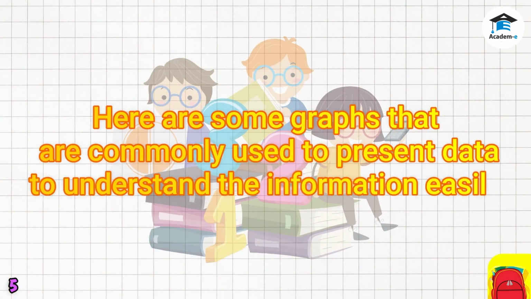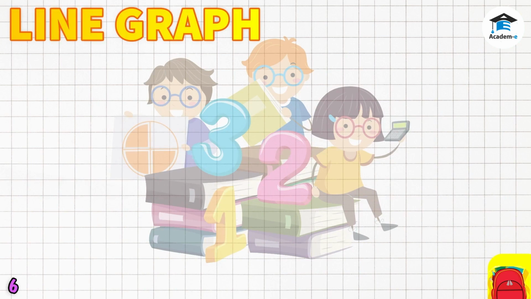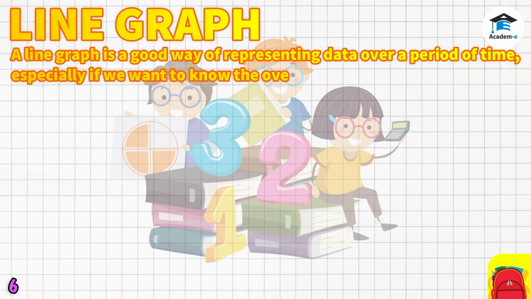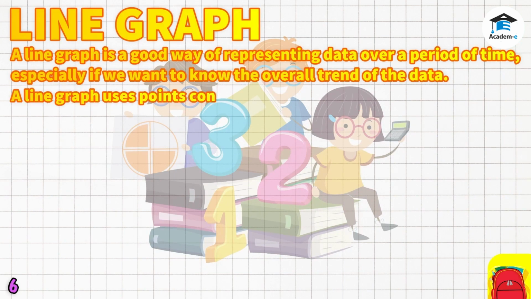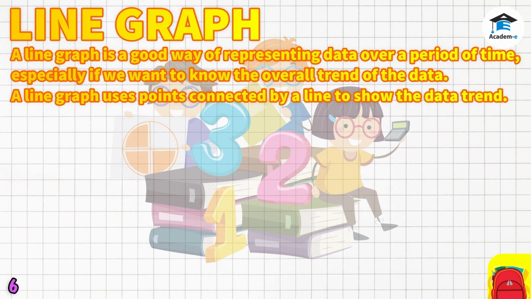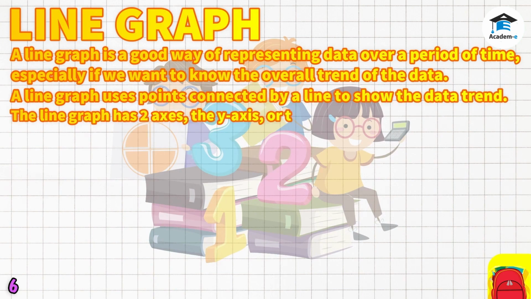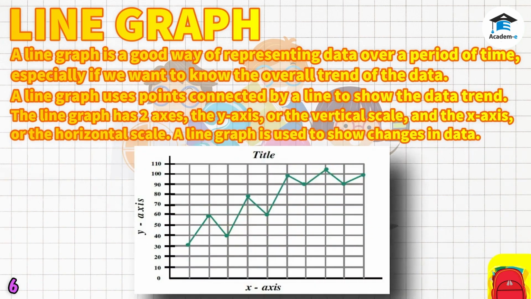Here are some graphs that are commonly used to present data to understand the information easily. Line graph. A line graph is a good way of representing data over a period of time, especially if we want to know the overall trend of the data. A line graph uses points connected by a line to show the data trend. The line graph has two axes, the y-axis, or the vertical scale, and the x-axis, or the horizontal scale. A line graph is used to show changes in data.